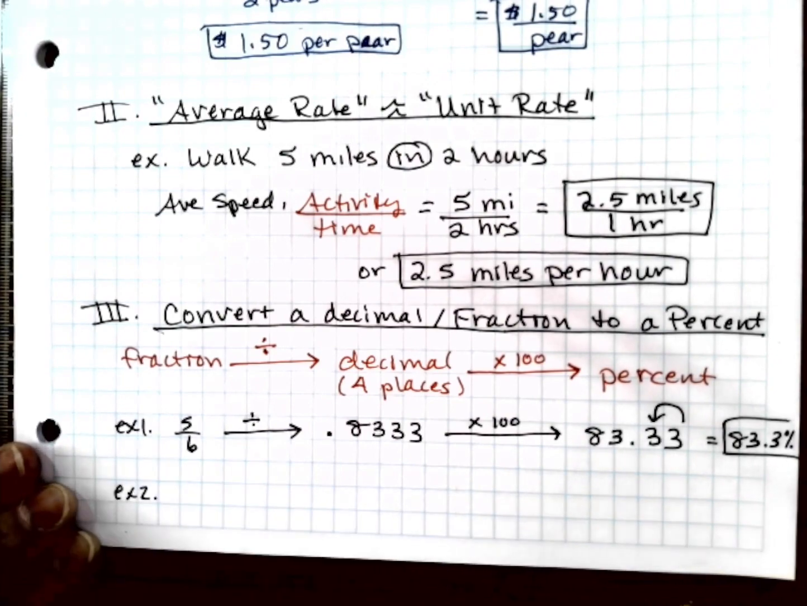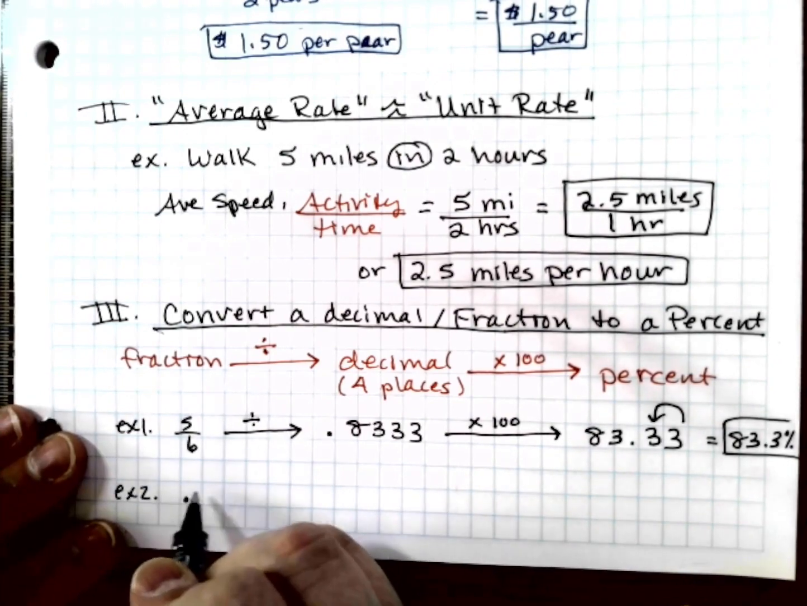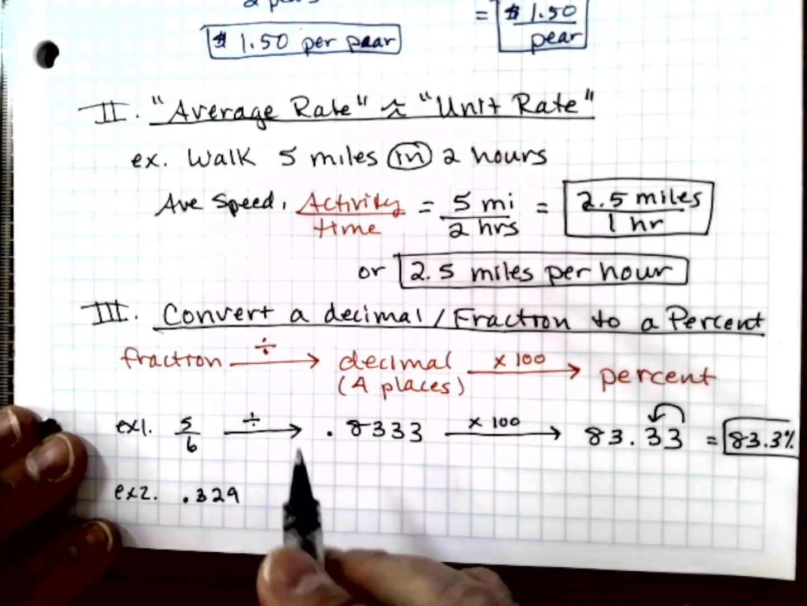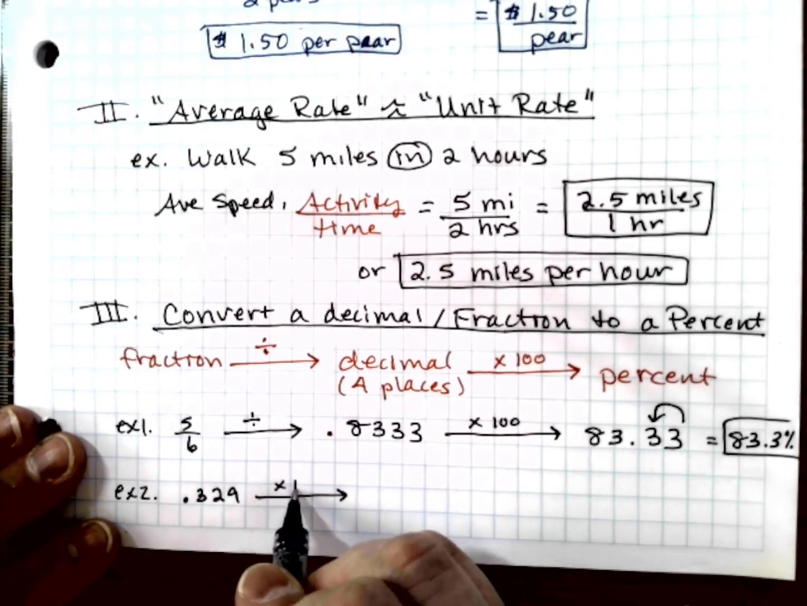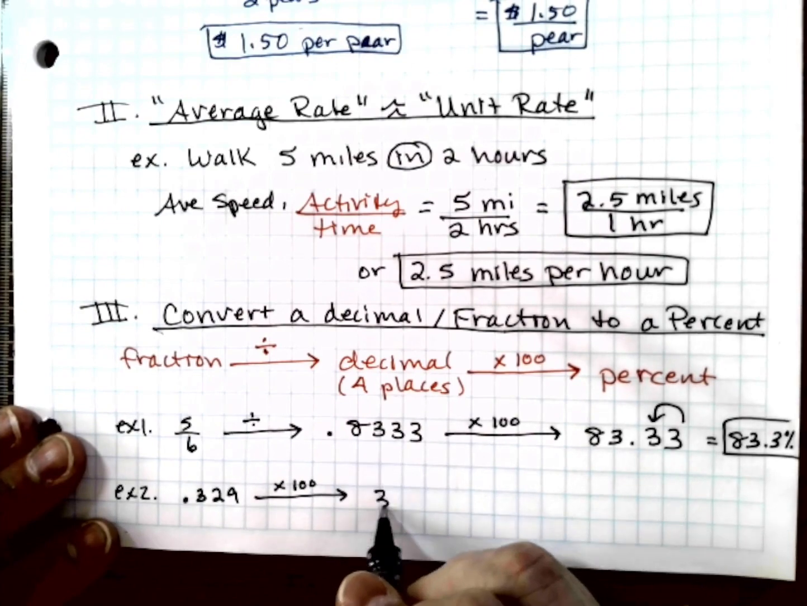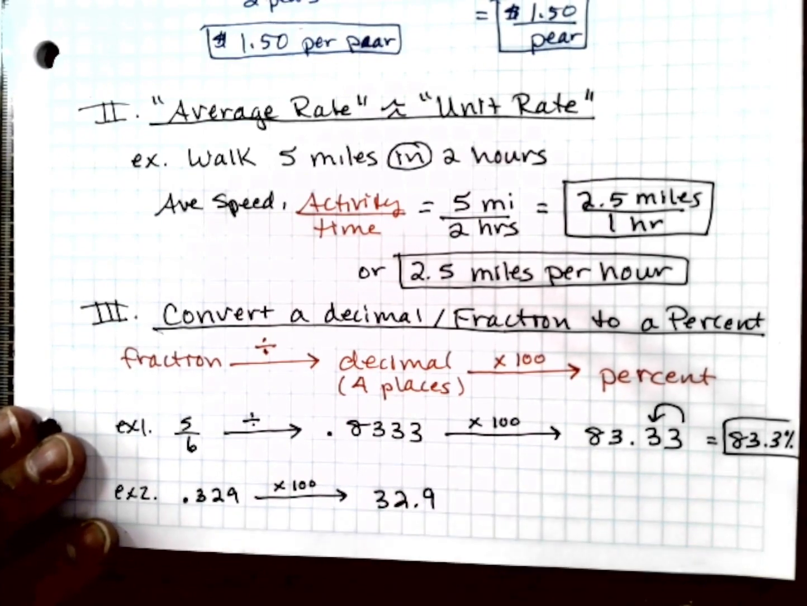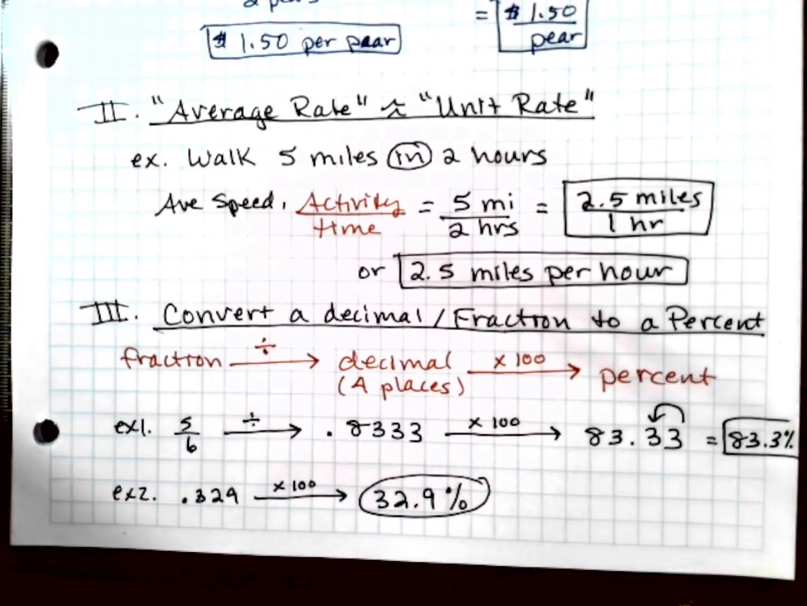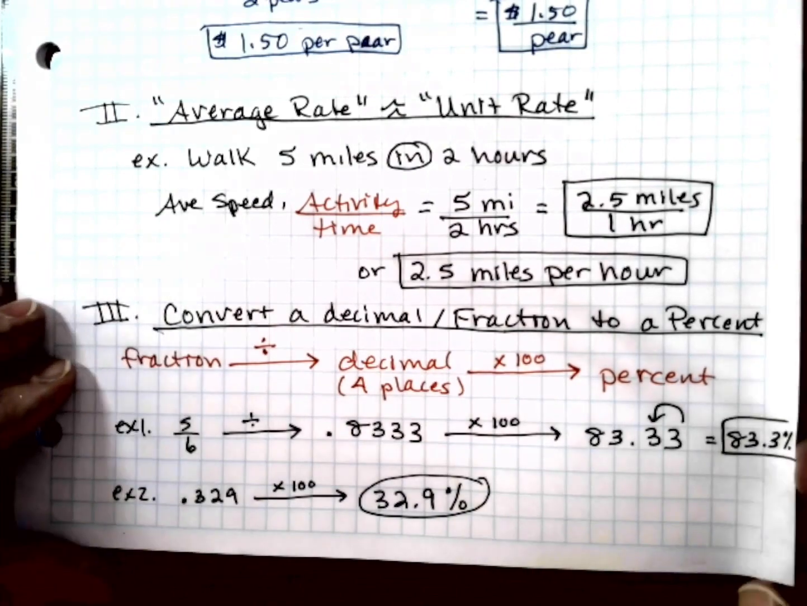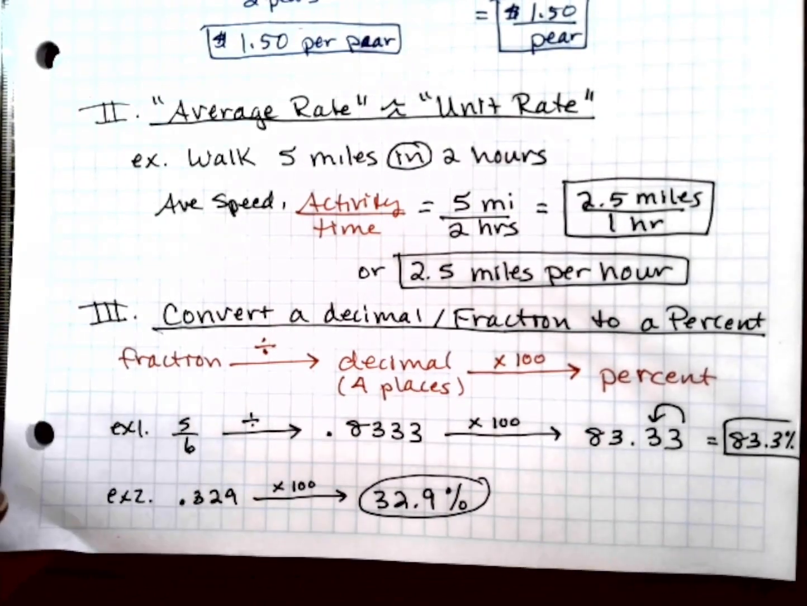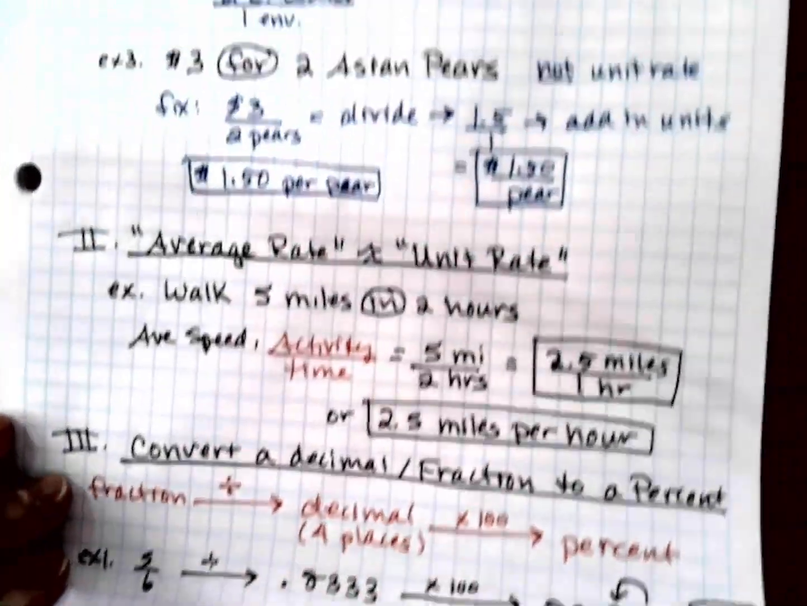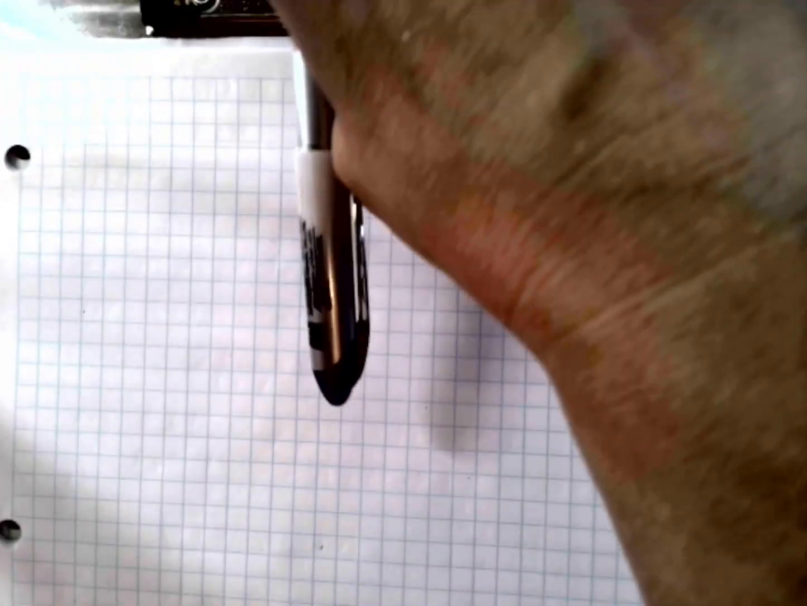Let's do one more example of this. Let's say you start with the decimal 0.329. So we're starting here in the process. You're going to multiply by 100. That gives you 32.9. There's nothing to round, so that is your percentage. So that's just a quick review on how to go from a decimal or a fraction to a percent, which you're going to be doing. Okay, let's flip the page now.